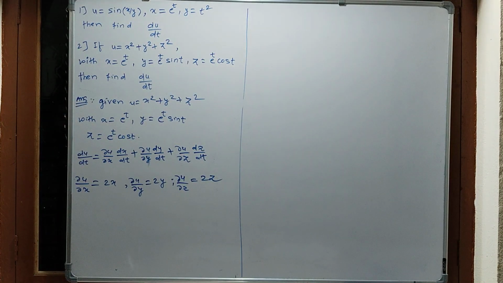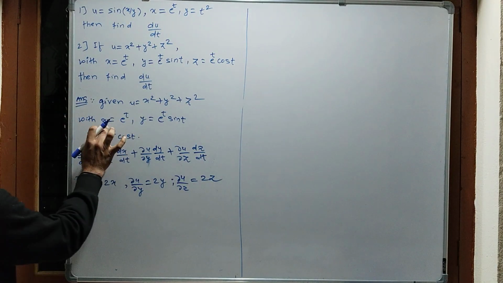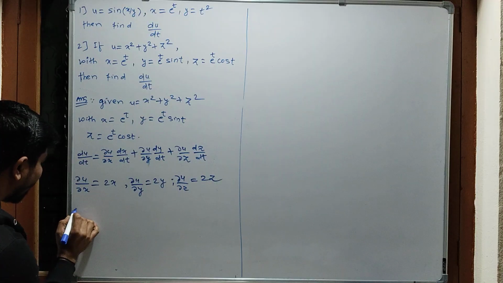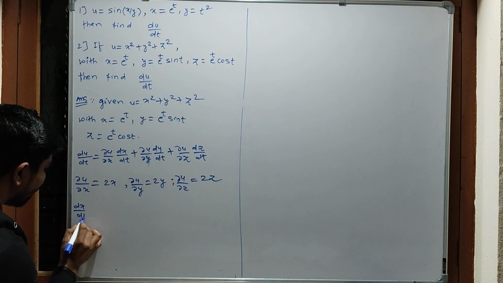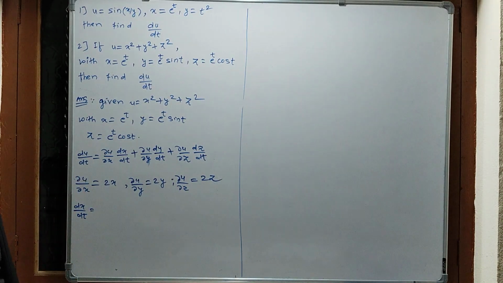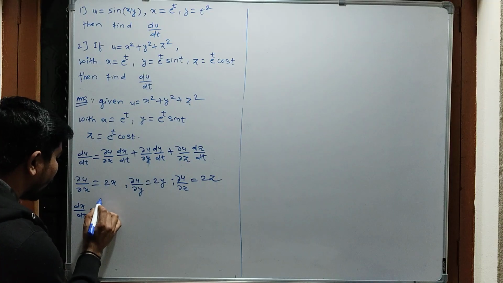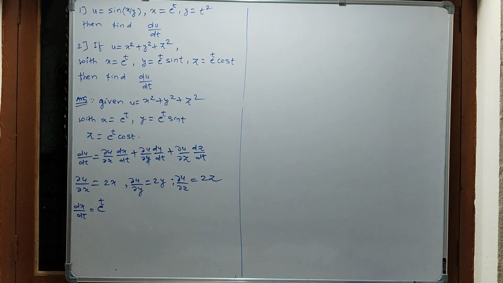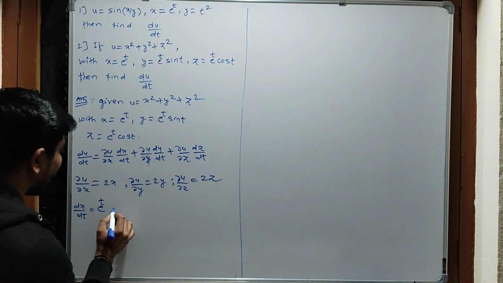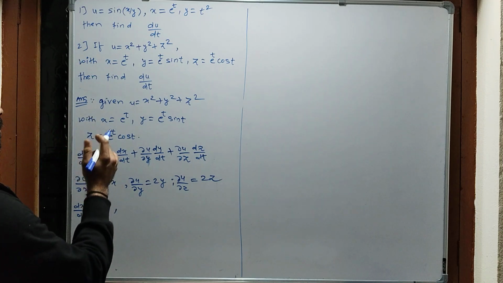Now I want to find the ordinary derivative of x with respect to t, that is dx by dt. The derivative of e to the power t is e to the power t, and the derivative of the exponent t with respect to t is 1. So here now dy by dt.